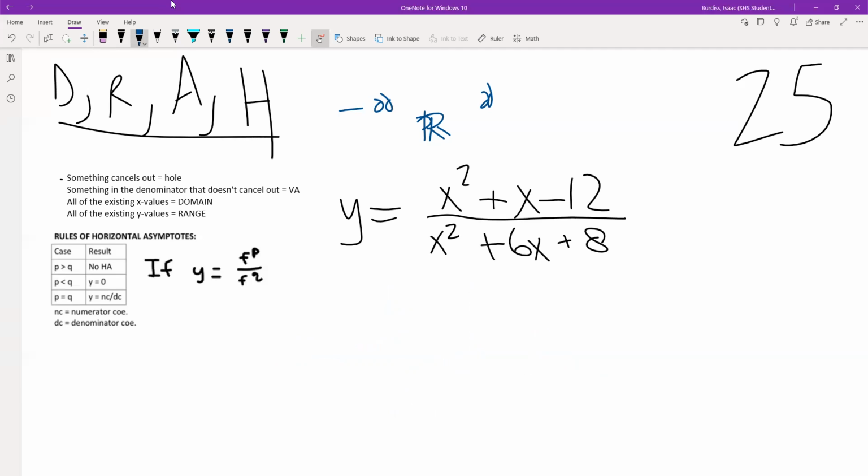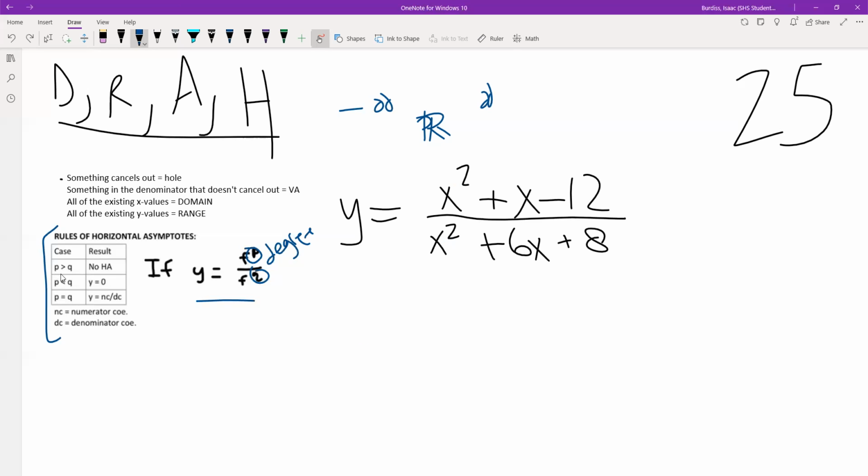Now, there's also a horizontal one, and here's how you know if there's one. So for y equals x to the p divided by x to the q, what do I mean by this? Well, p and q are basically just the highest exponent that there is, or in other words, the degree. So for example, what I have over here, see this 2, that's the highest exponent. So that's what I mean by p. So p would be 2, q would be 2 in this case.